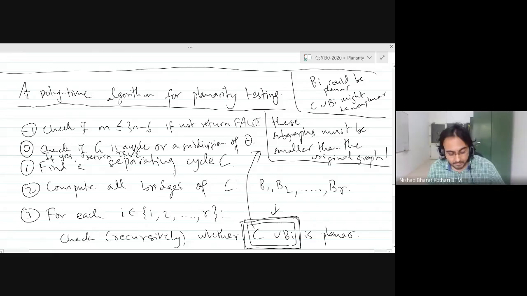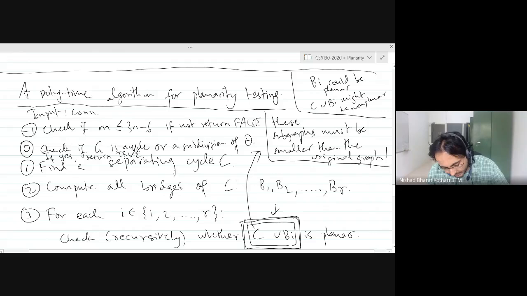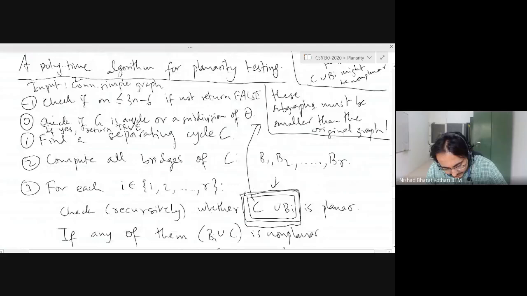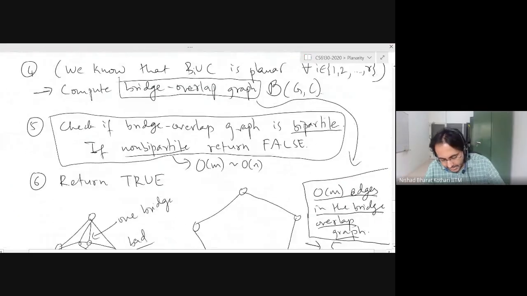You agree? The input is a simple connected graph, right? We have to assume that the graph is simple. So now we know, once we get to this step, this can be checked quickly. For this algorithm, order m is the same as order n, and so the bridge overlap graph has order n, this is order m again.